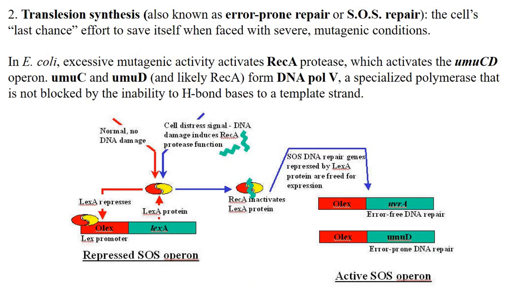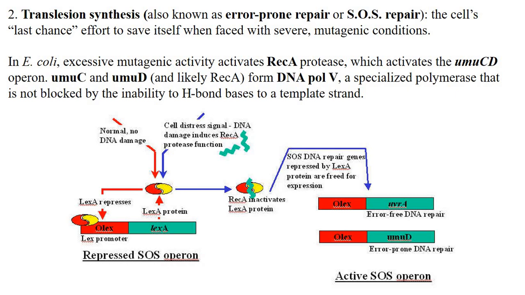Another mechanism of double-stranded break repair is called translesion synthesis. This is also known as SOS repair or error-prone repair. This is really the cell's last chance effort when there are severe mutagenic conditions and the cell has two choices, either to die or fix whatever it can. So when it chooses to fix whatever it can, it's translesion synthesis.